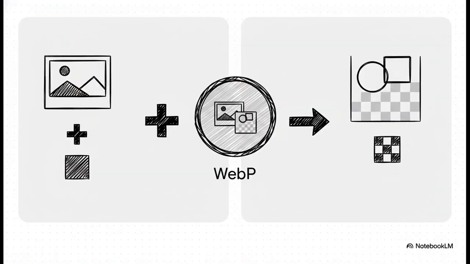So here's the bottom line when you compare them. JPEGs are great for photos, we all know that, but the files are bigger. WebP, on the other hand, is excellent for all kinds of images. It even supports transparency like a PNG, and it creates those much, much smaller files. It's really the best of all worlds.